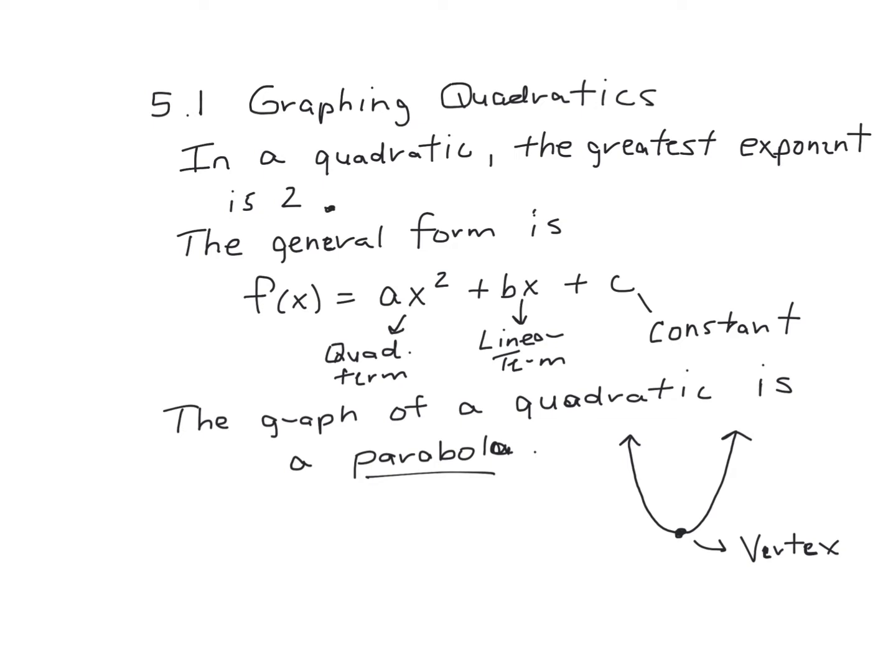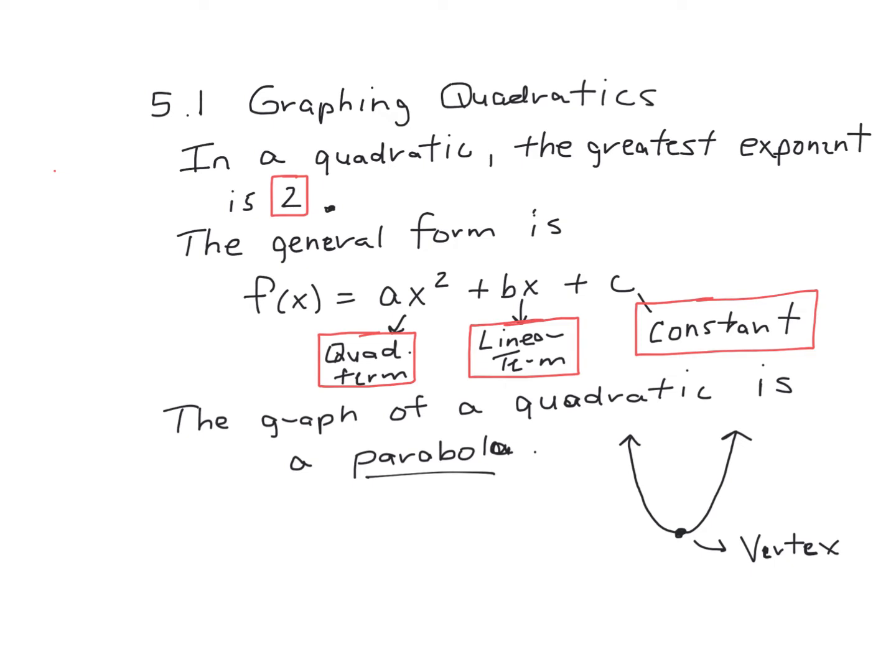First of all, just general things about a quadratic. The greatest exponent of a quadratic is 2. So when we see x to the second power or 3x to the second power, we know that this is a quadratic equation. The general form for a quadratic function is f of x equals ax squared plus bx plus c. This ax squared is called the quadratic term. The bx part is the linear term, as we've already studied linear functions, and the c value is the constant.